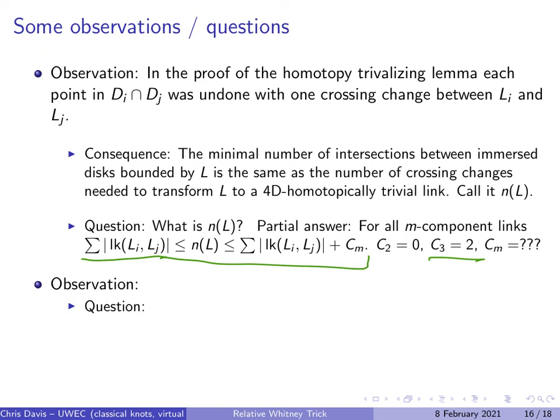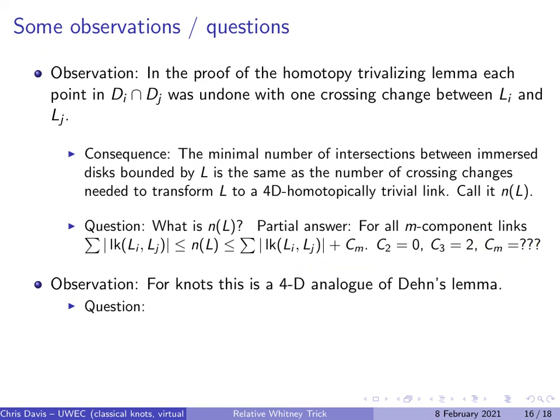In general, for any m-component link, the difference between the homotopy trivializing number and the sum of the linking numbers is a constant. It's something that depends only on the number of components of the link. For m equals 2, C2 is 0, C3 is 2. In general, I don't know how big C4 is even. So how big is that constant?